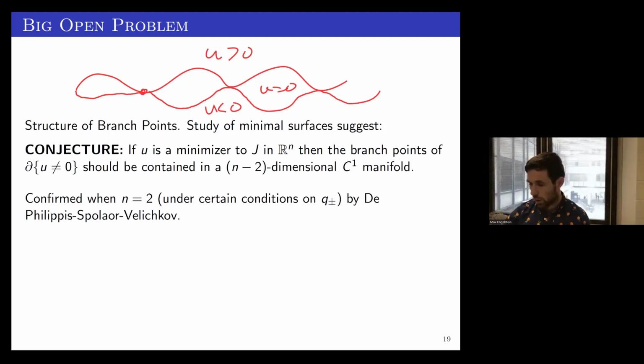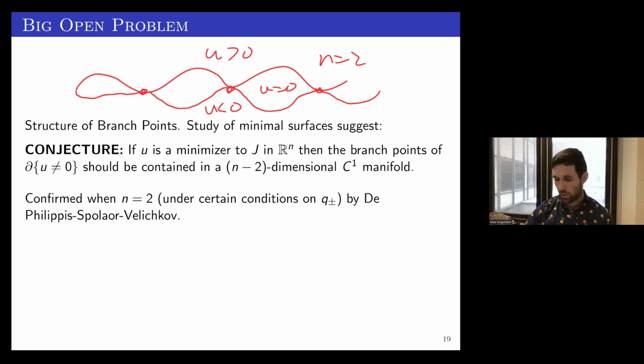Right here, u is positive, u is negative, u equals 0. And since I'm drawing all of this when n equals 2, what I'm asking is that this be a 0-dimensional set with isolated points, right? And that's what it looks like here. But a priori, the branch points could accumulate. So when n equals 2, for critical points, this aforementioned preprint of Guido, Luca, and Bojo confirms this conjecture using quasi-conformal mappings. And the conjecture is still wide open when n is bigger than or equal to 3. I think it's a really interesting and important problem.